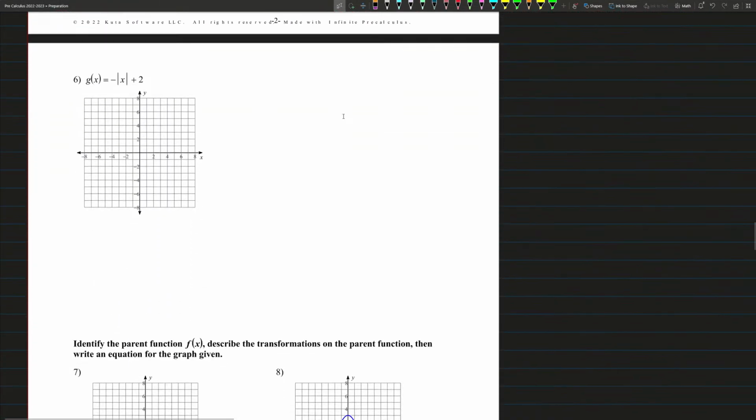Number 6, our parent function is absolute value. The +2 on the outside means we are moving 2 up. And then the negative on the outside means we're flipping everything upside down.